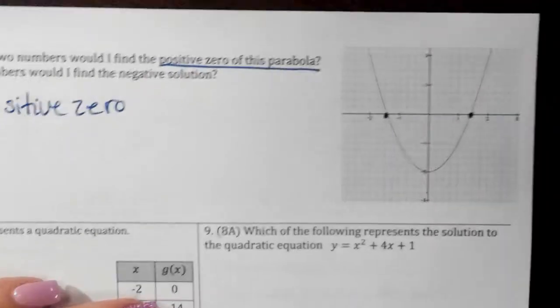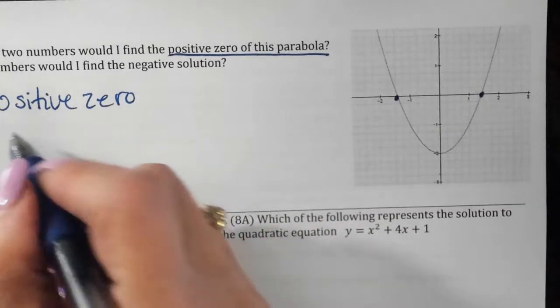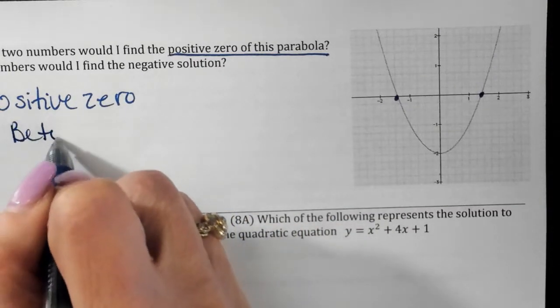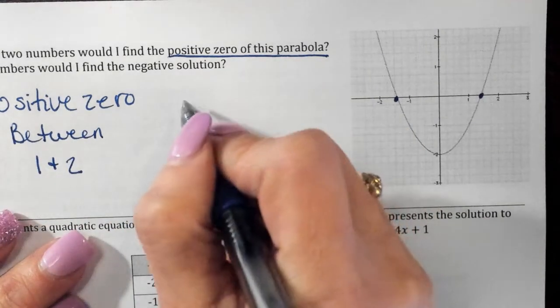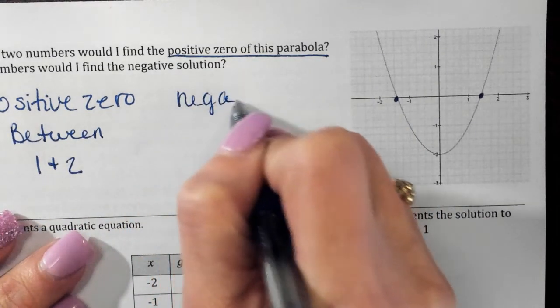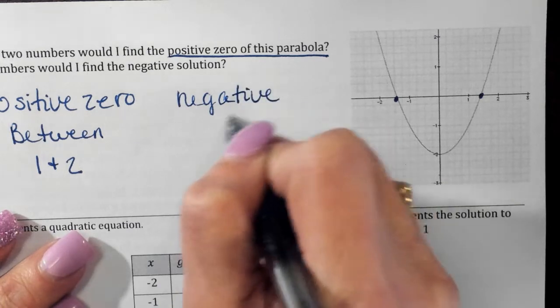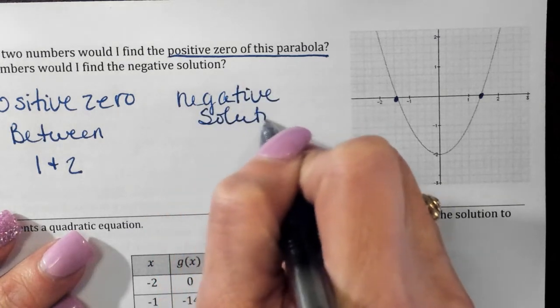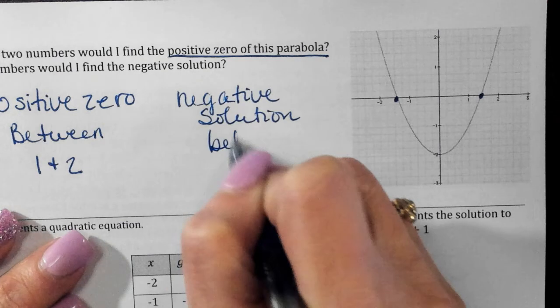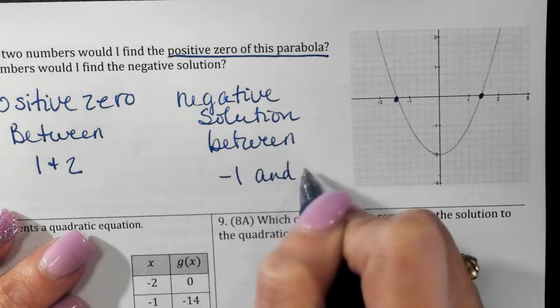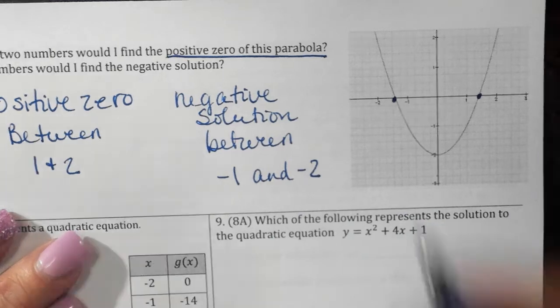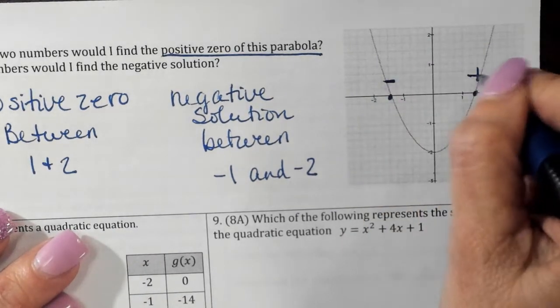Okay, actually that's pretty easy. Not sure why that's on there. A positive 0 between 1 and 2. And then I'm going to say a negative solution between negative 1 and negative 2. This one would be negative, this one would be positive. Okay, I like that one.